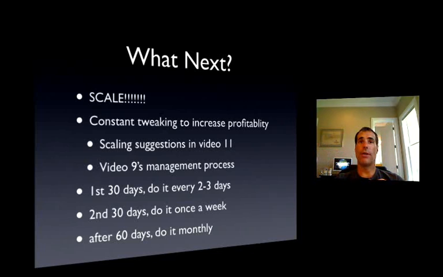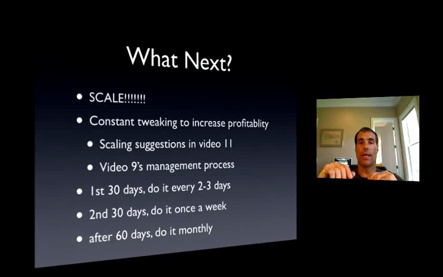So you do the scaling suggestions in video 11, and then you follow video 9's management process, bidding management process. For the first 30 days, do it every 2 to 3 days. Absolutely, every 2 to 3 days. It's almost like you start the stats over every 2 to 3 days, okay? When you're looking at the stats, don't look at the all-time stats. You know, if you started your campaign 2 weeks ago, don't look at 2 weeks worth of stats. Always look at 2 to 3 days worth of stats at a time, okay, as you're tweaking.